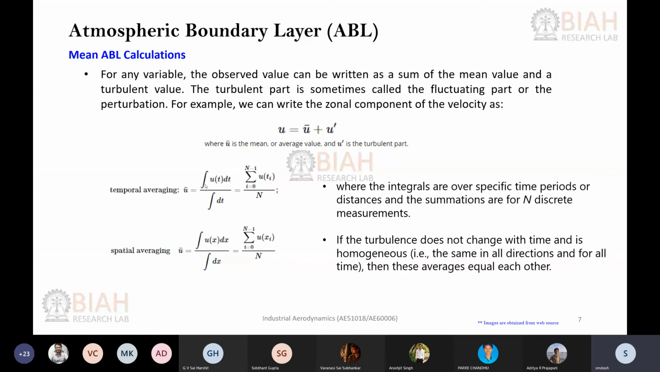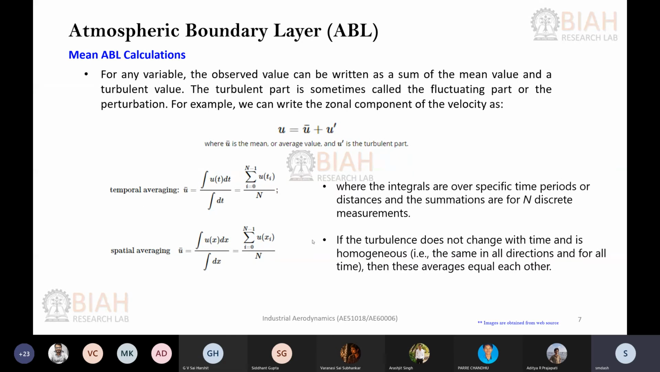If you are integrating or summing over time, let's say at a 1 minute interval, the data sets are obtained after each minute at a particular location. You are keeping the space constant and changing over time, and you can get the average of that. That will be a temporal average. Similarly, if you fix your time and change the space, measuring at different locations at a particular time, the average of that gives you a spatial averaging.